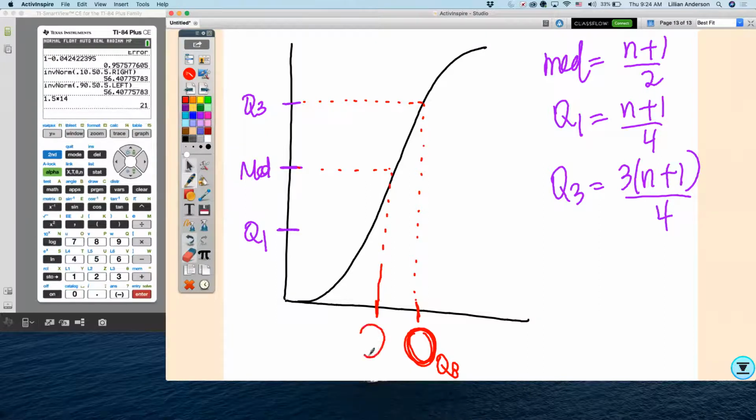That X value is your median. This X value is your Q1, okay? Those formulas, again, they do not tell you what they are. They tell you where to find them on your actual curve or in your actual table.